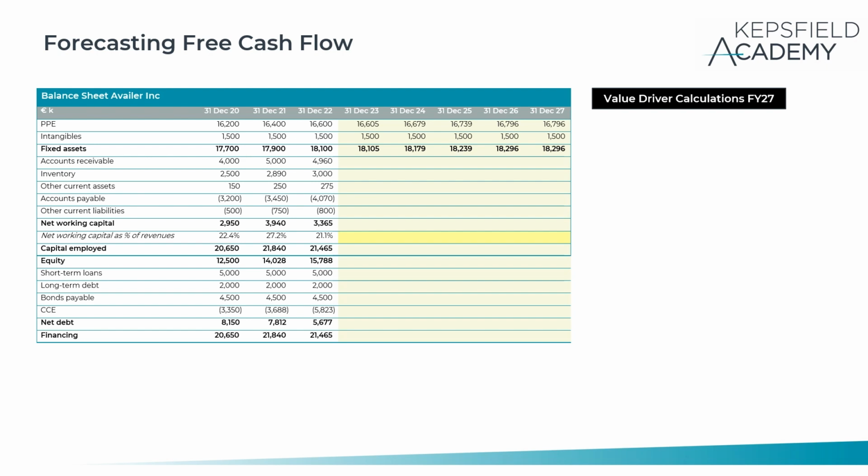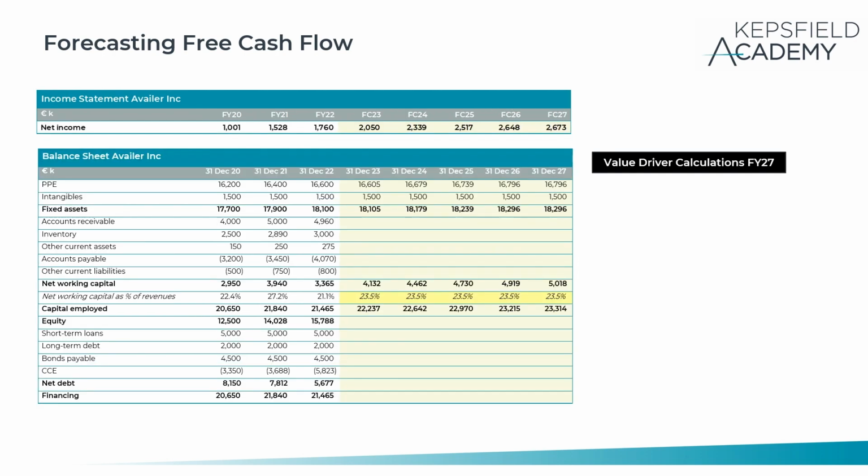Net working capital as a percentage of revenue is projected to be 23.5% of net sales, in line with the historical average. We now have all the components of capital employed, which is projected to increase to €23.3 million in 2027.